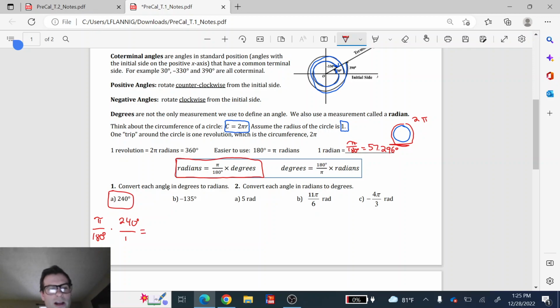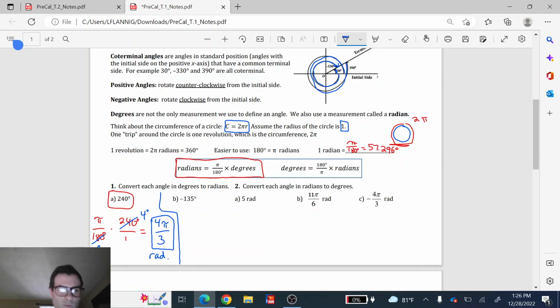Next, I can multiply those straight across and divide, or I could try to simplify those a little bit first before doing that. I know 240 and 180 are both divisible by 60, so I would get 4 on the top and 3 on the bottom. And now it's much easier to multiply. 4 times pi can just be left as 4 pi, and 3 times 1 can just be left at 3. So if you convert 240 degrees into radians, you would get 4 pi over 3 radians. And you can say radians, or RAD, at the bottom.